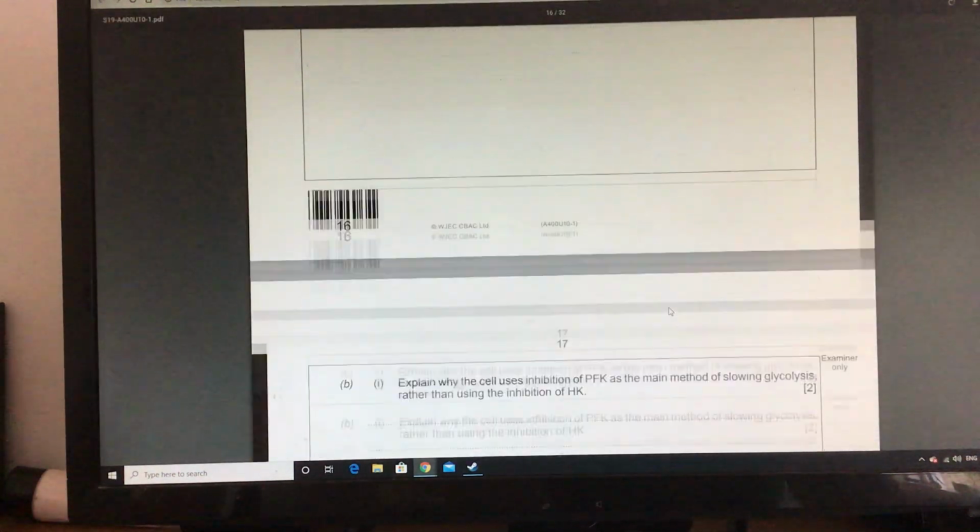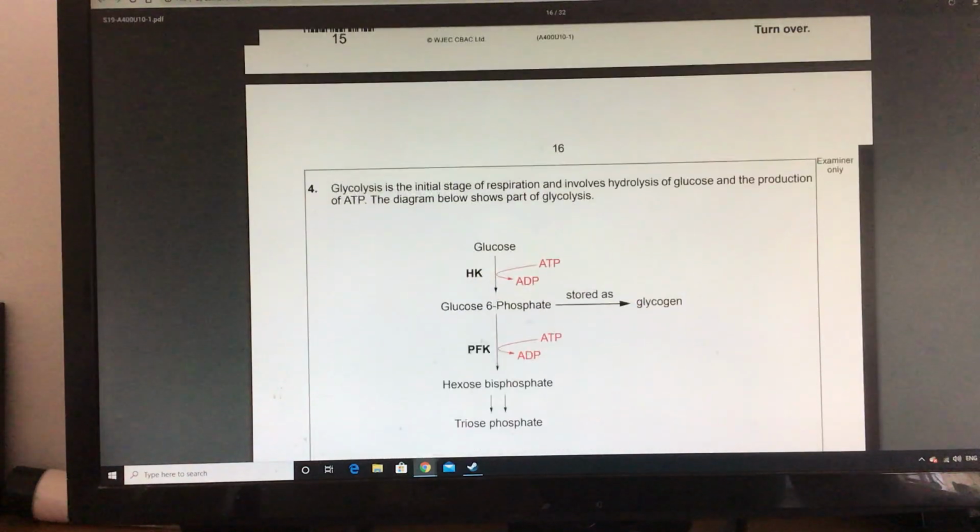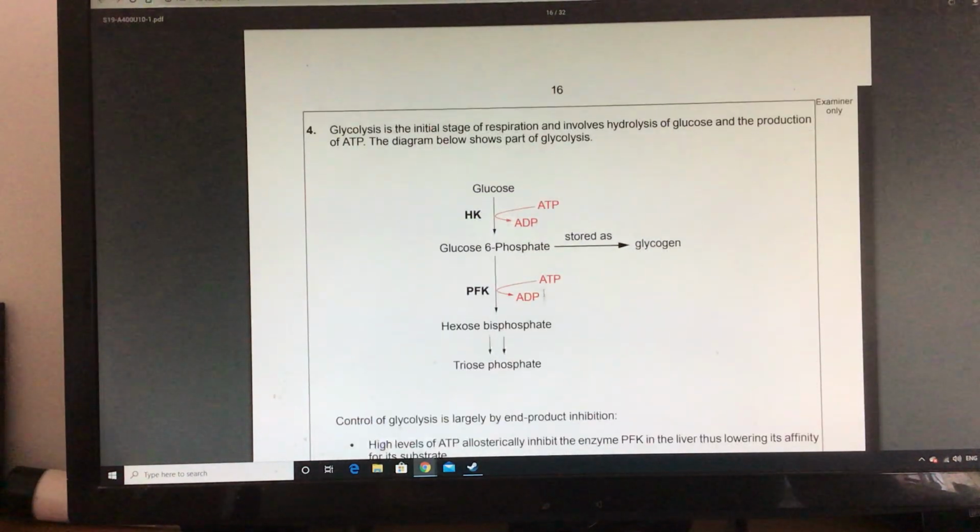Then let's look at the next one here. Explain why the cell uses the inhibition of that second enzyme rather than the first one to slow glycolysis. Why do you not want to slow it down at the first enzyme? Why slow it down at the second enzyme? What can we do after the first enzyme that we still may want to do? Oh, we may want to still store the glycogen. We are slowing down the phosphofructokinase because then we can still use the glucose 6-phosphate to be stored as glycogen, and we're not just losing the glucose we had.